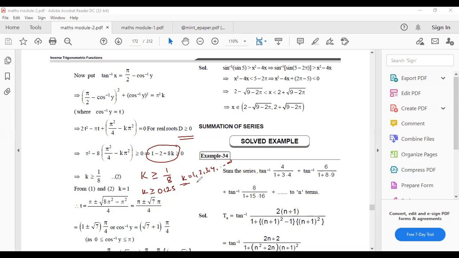The second condition tells us that k can take any integral value greater than or equal to 1, that is 1, 2, 3, 4 and so on. Now from both the conditions, which is the common value that satisfies both? It is k equals 1. So just use k equals 1 and solve the rest of the question. As simple as that. Got it, all of you?